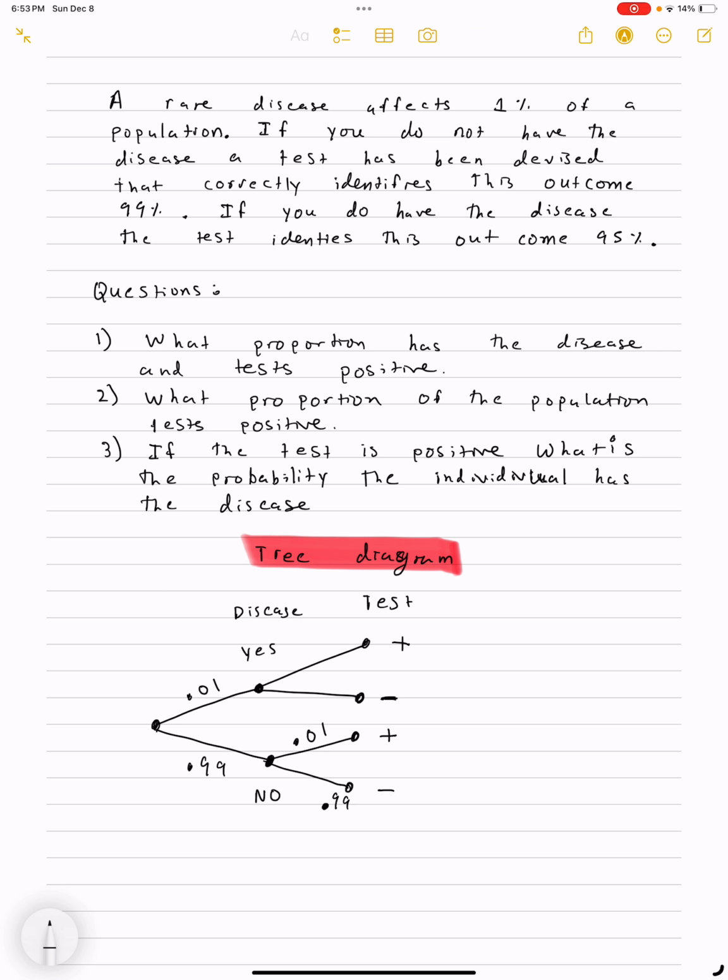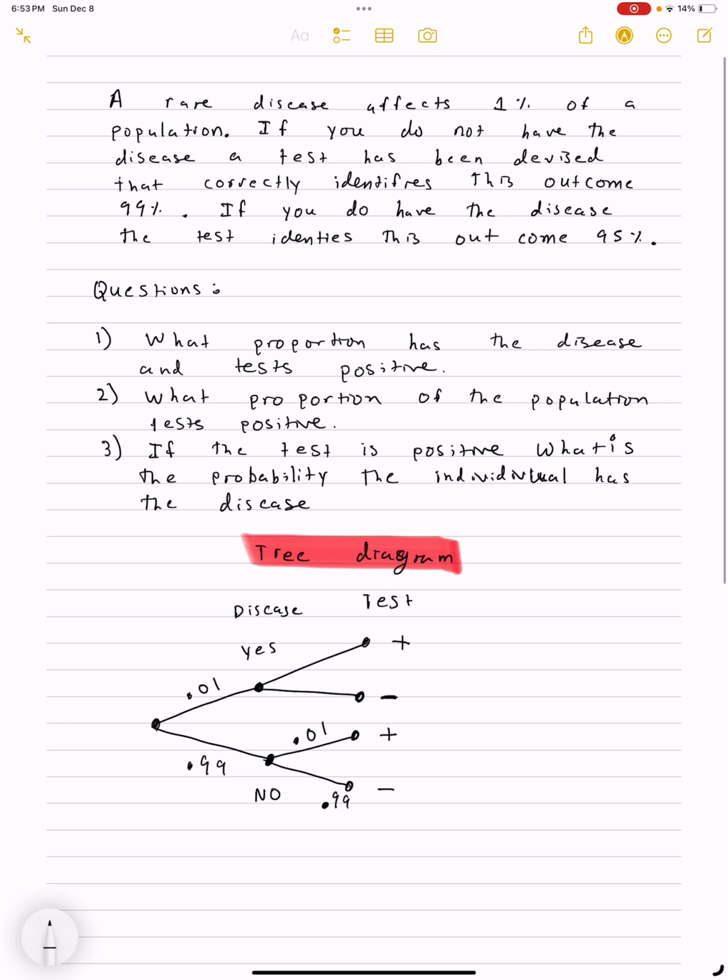It also tells us that if you do have the disease, so we're in the yes portion, the test identifies this outcome 95% of the time. So 0.95 is here, and here we get 0.05. So all in all, pretty good results here.